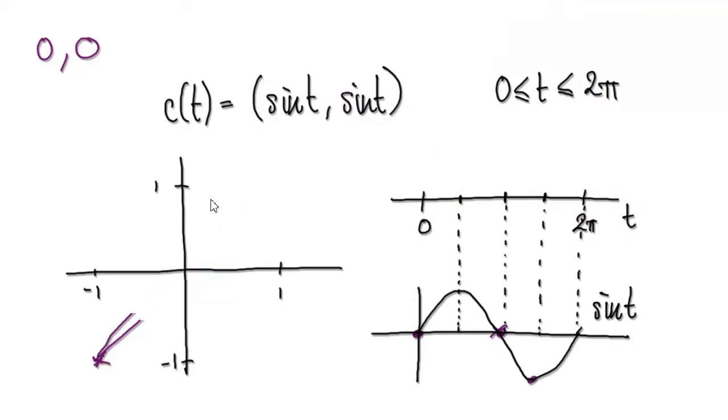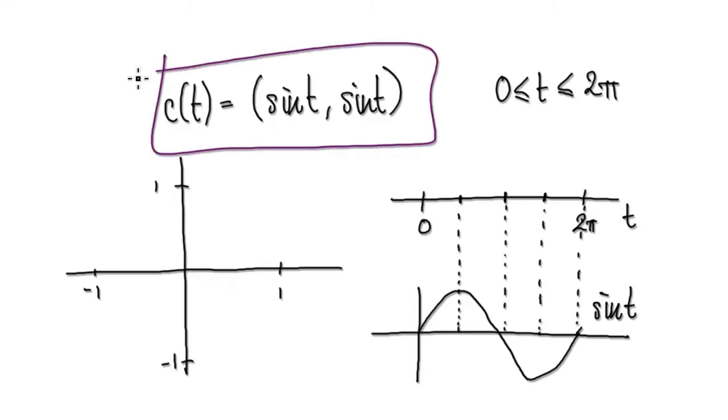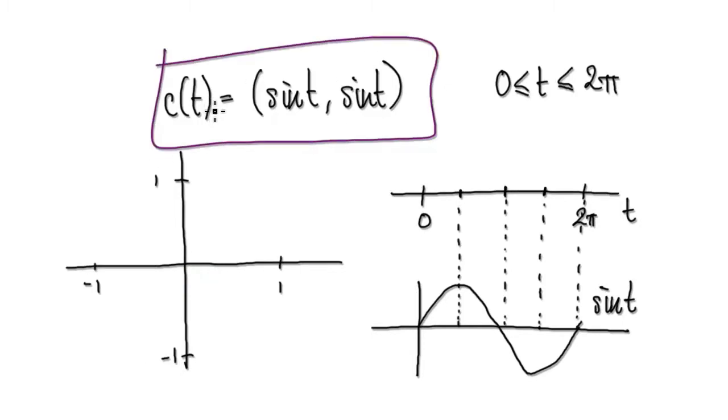So what's actually happening is this: the particle starts here, it moves up to here, and then it travels back, and then it travels here, and then it travels back again. So you can actually tell the movement of the particle when you're using parametric equations.